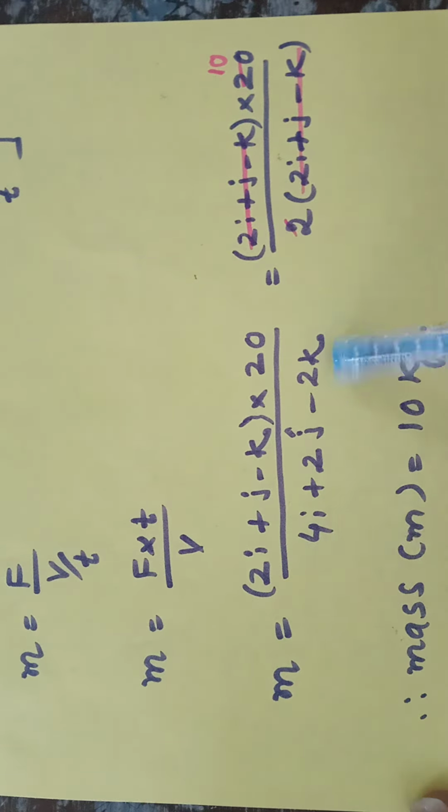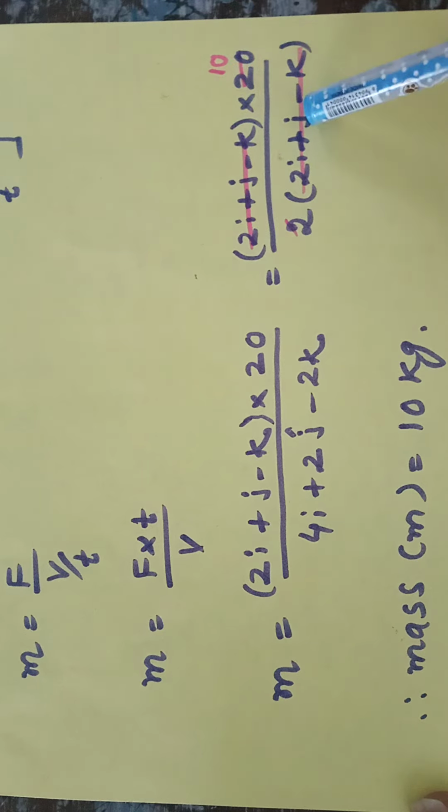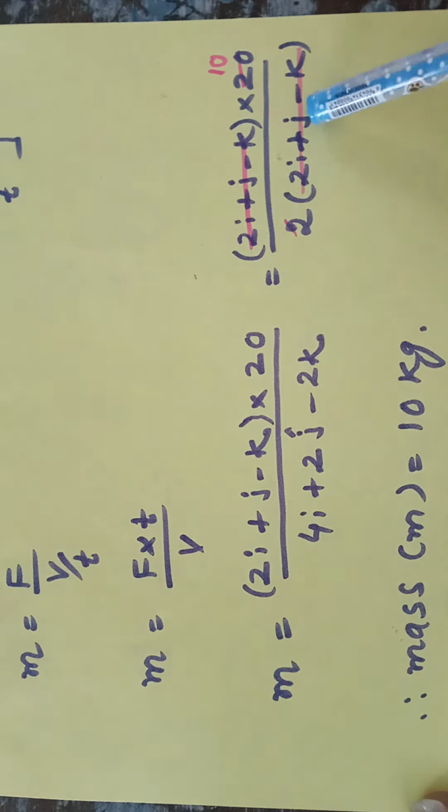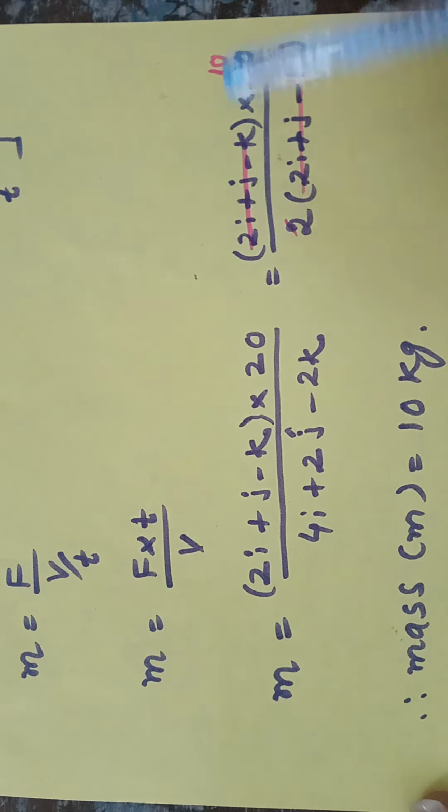Here in the denominator we can take 2 common: 2 times 2i plus j minus k. 2 tens are 20. Now the numerator and denominator look the same. 2i plus j minus k and 2i plus j minus k cancel each other. Remaining is 10. So the mass of the body is 10 kg. Thank you.